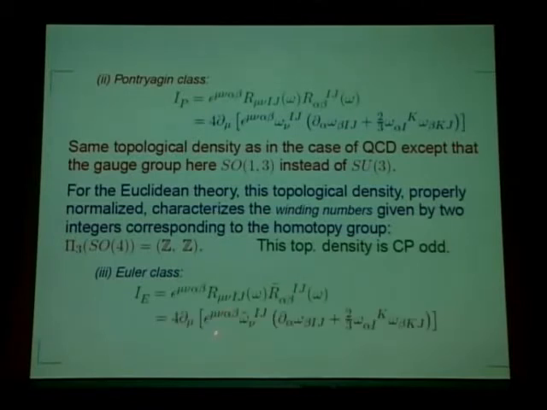And like any other topological density, it's a total divergence, which I have displayed here. Omega dual is the dual in this ij space, the internal SO(3,1) space. Now, unlike the earlier two topological densities, notice there are two epsilons here. One is the epsilon here and one is in the dual. So it's not CP odd, but a CP even topological density.